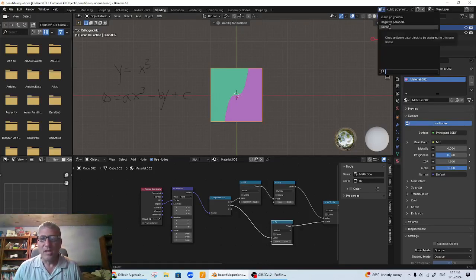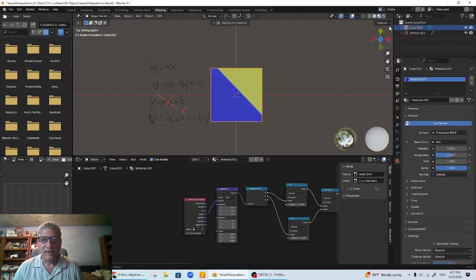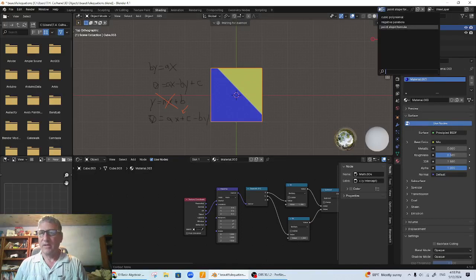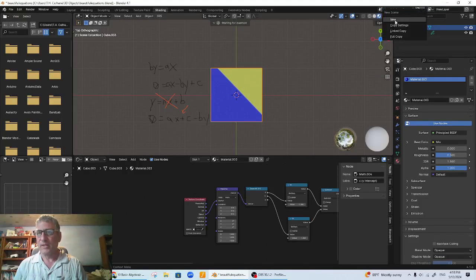you can see that. Before I do that, I need to rename this one. This is the point slope formula. All right, so we got the point slope formula. We got the cubic polynomial, negative parabola. Yay, hooray for those. Let's put a new one in.